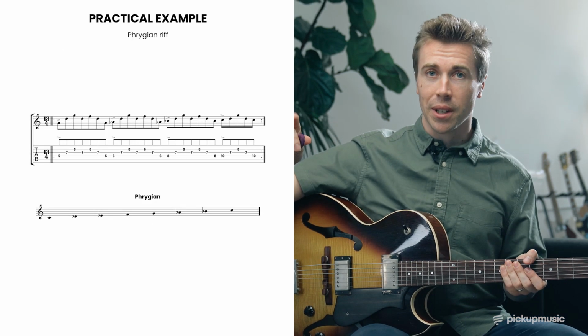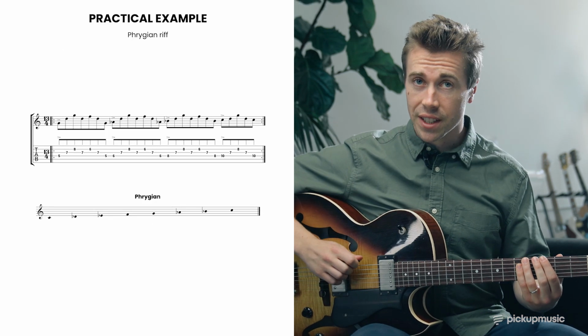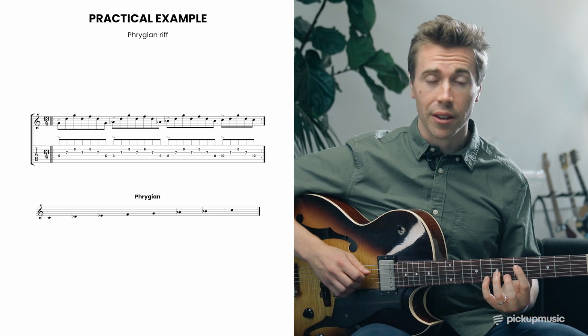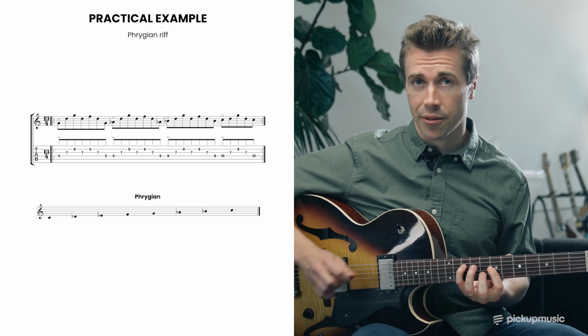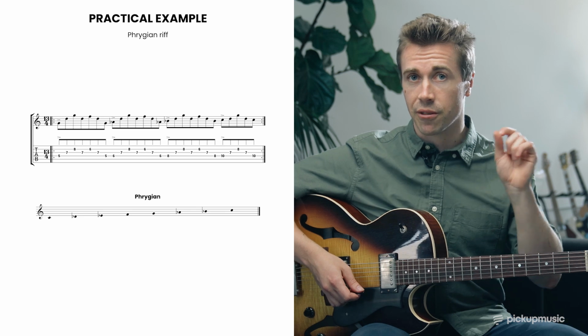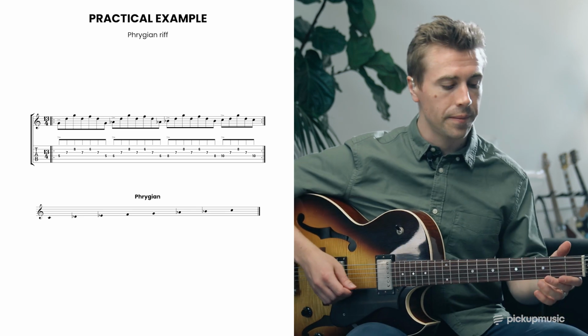The final example I'm going to give is a Phrygian scale in the key of G, and I'm going to be playing over this chord progression, which is written out here for you in 13/4, and you can play along and improvise as well. So here's what the Phrygian mode would sound like.